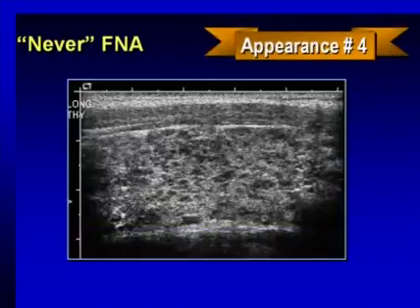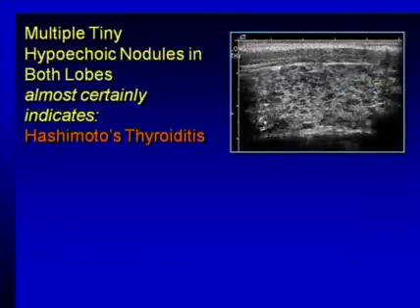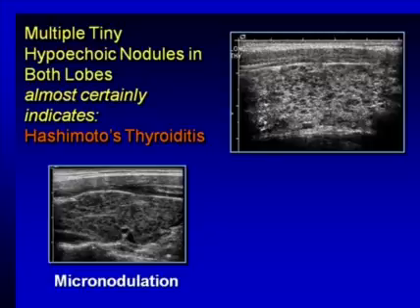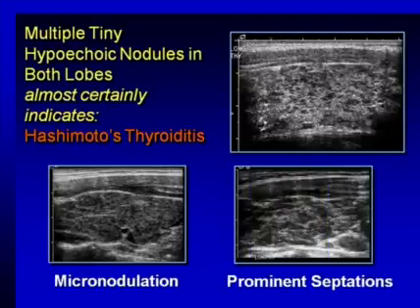One final appearance that does not come to fine needle aspiration in our practice is the thyroid that has multiple tiny hypoechoic nodules within it. And this almost certainly indicates Hashimoto's thyroiditis. One can have this predominantly micronodulation appearance of multiple hypoechoic areas within it, or larger hypoechoic regions separated by prominent septations.